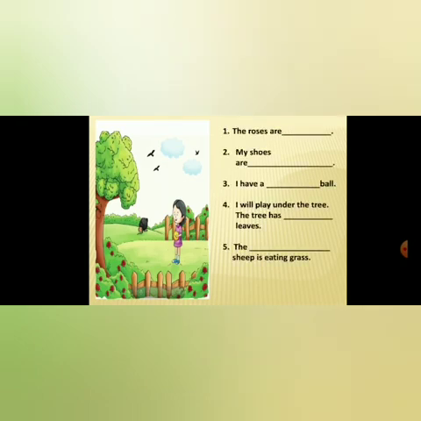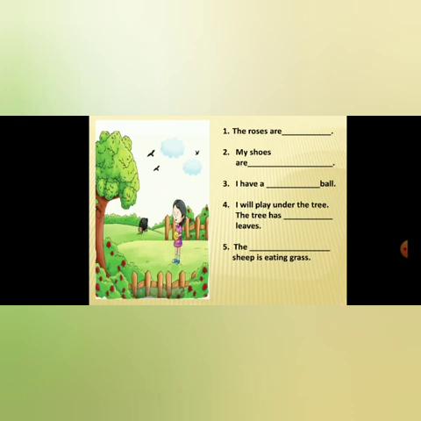Now let us read the blanks. First blank: the roses are dash. Second blank: my shoes are dash. Third: I have a dash ball. Fourth: I will play under the tree. The tree has dash leaves. Fifth: the dash sheep is eating grass. Now what do we have to do? We have to write the color's name.